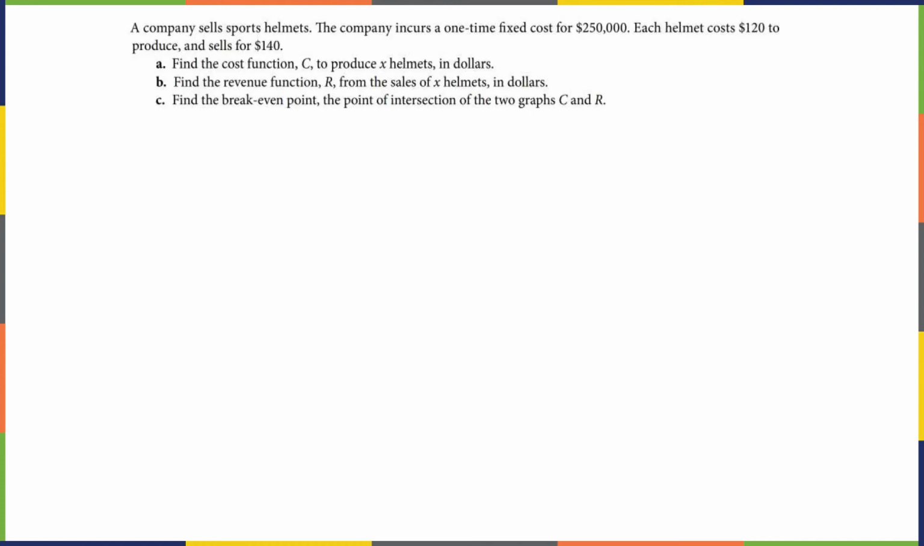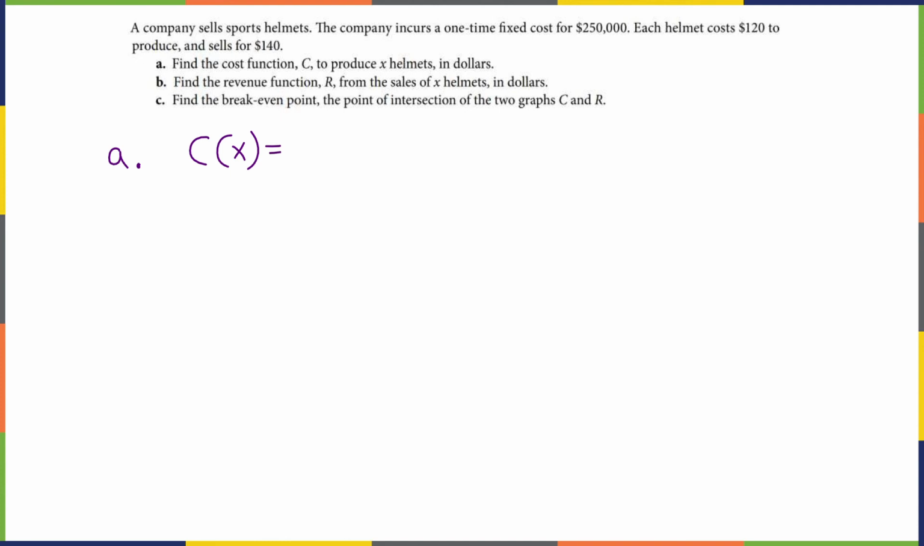So let's take a look at a word problem example of how we can apply some of these things. A company sells sports helmets. The company incurs a one-time fixed cost of $250,000, and each helmet costs $120 to produce and sells for $140. So the first thing they want us to do is find the cost function to produce the x helmets in dollars. So the cost function we're going to say is C of x, because they've named it C.